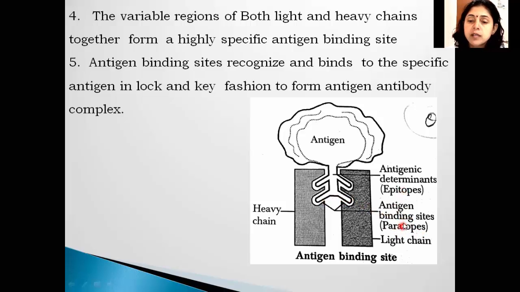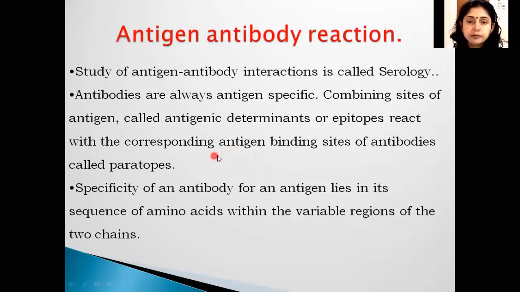So these two terms are again there. We have just seen how the antigen binds, in a lock and key fashion. So on the surface of the antigen is the epitope, and the region where the antigen actually binds on the antibody is called the paratope. So this is the antigen antibody complex, and this is how the antigen antibody reaction takes place.